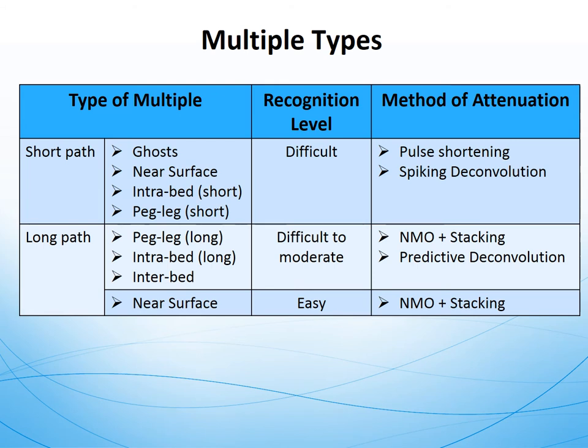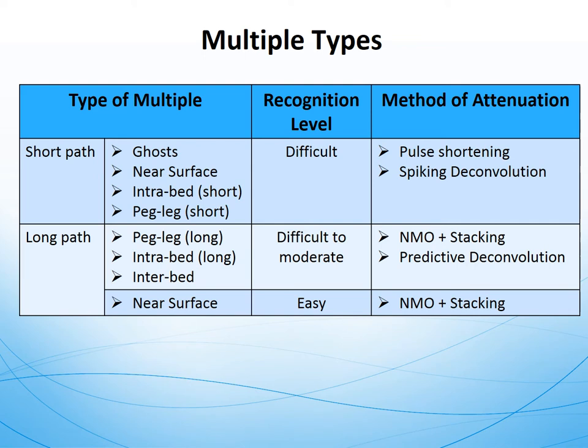As shown over here, we have two types of the multiples: short path and long path. In the short path, it's difficult to recognize and even difficult to remove. The long path is much easier to identify, but also much easier to remove the multiple. And you can see clearly in terms of the method to attenuate the multiple as well.